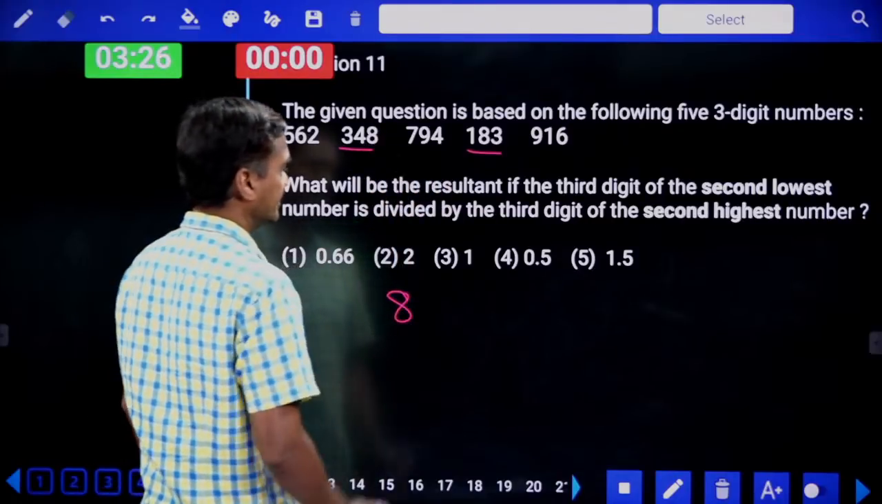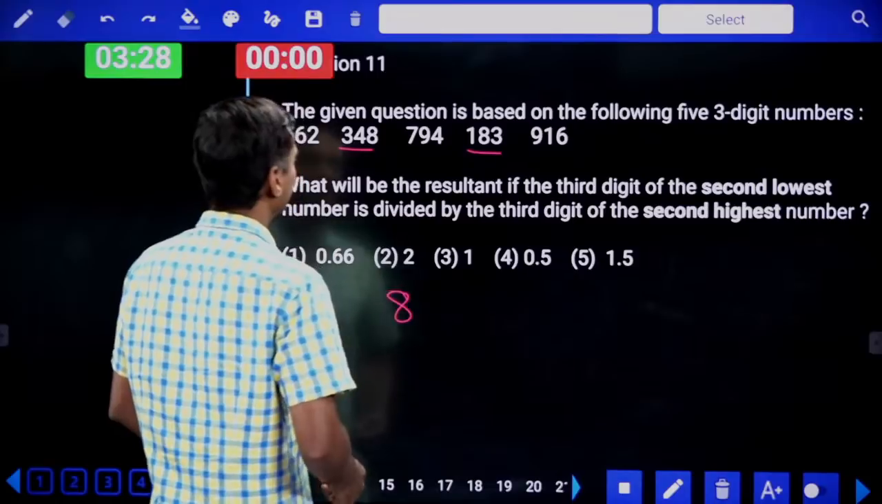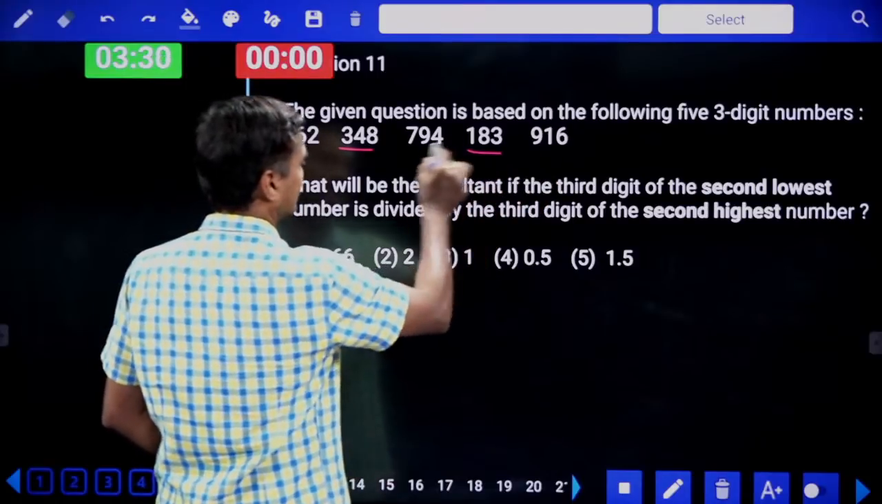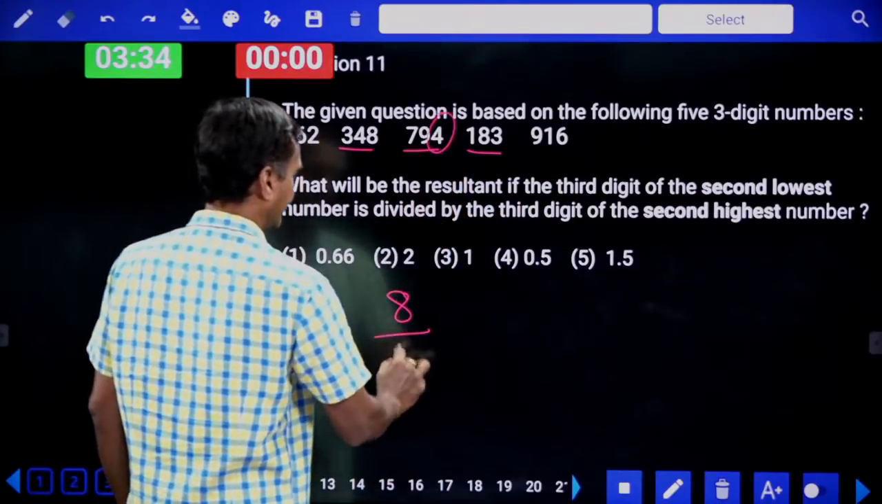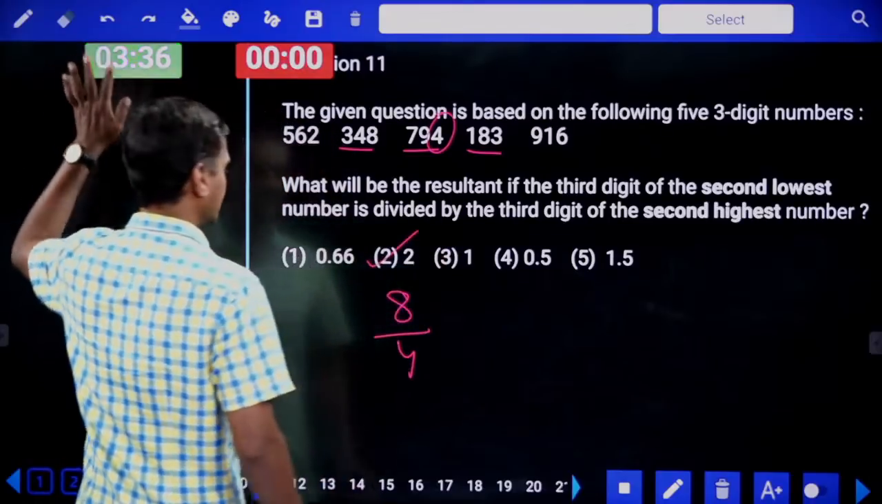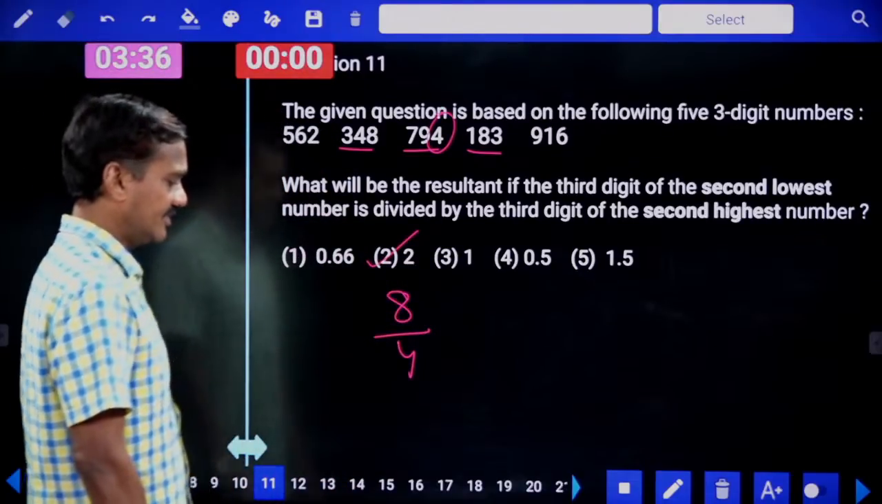Third digit is 8. Is divided by the third digit of the second highest. Now this is the highest and 794 is the second highest. And the third digit is 4. 8 divided by 4, that is choice 2. Question number 11, it is choice 2.